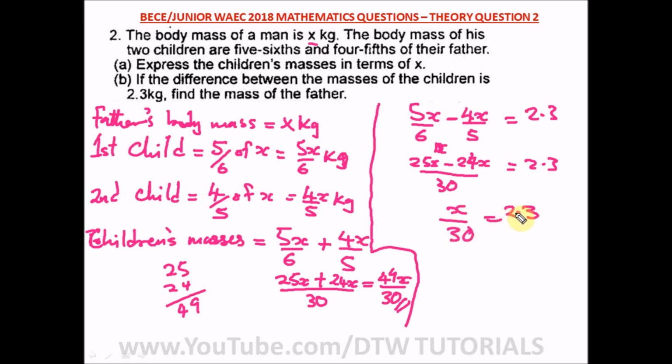And what is 30 times 2.3? If you punch in your calculator, x will be equal to 69. So x is 69, and x is the father's body mass. Okay, so we're going to state that the father's body mass is equal to 69 kg. Okay, so this is our final answer.